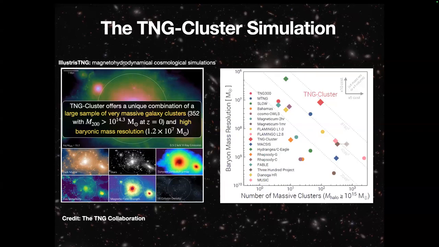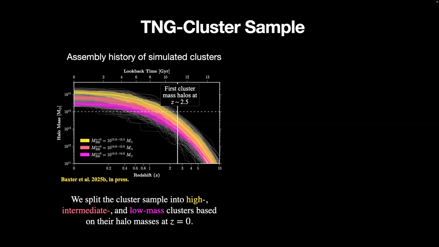This is just showing all the different simulations. This is the baryon mass resolution and the number of massive clusters. So we wanted something that was high along both of these axes. So for us, the TNG-Cluster sample was most appropriate. Okay, so I should have mentioned, this is a paper that's on the arXiv. It was recently accepted, so it's in press at ApJ.